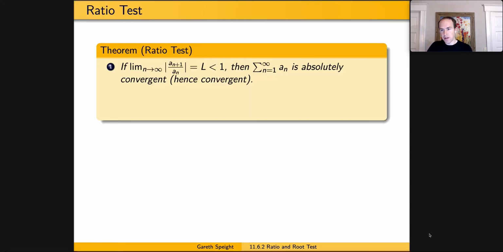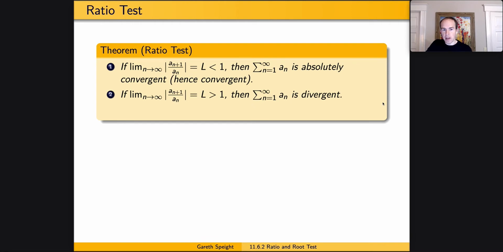The first one is the ratio test, and the ratio test says that if the limit of the absolute value of a_{n+1} divided by a_n tends to L, where L is strictly less than 1, then the sum of a_n is absolutely convergent. And since we know that absolutely convergent series are also convergent, this is also showing the series is convergent.